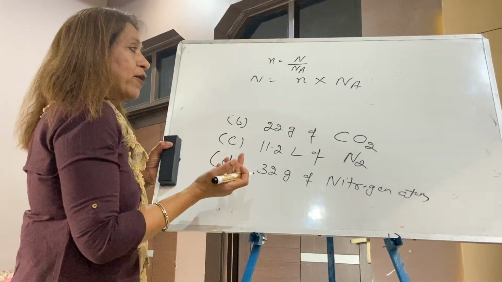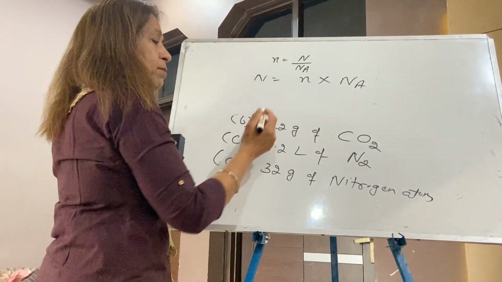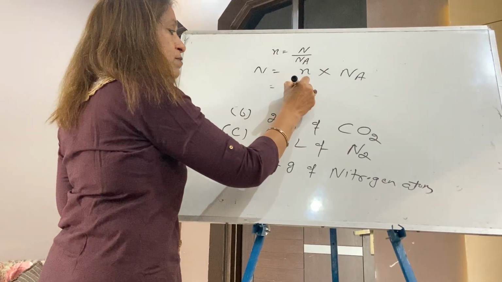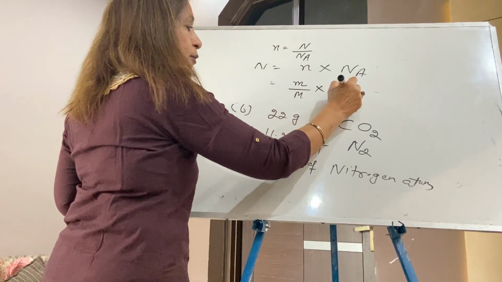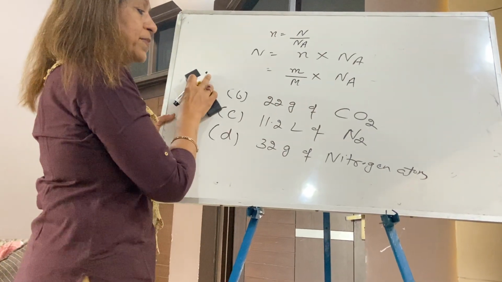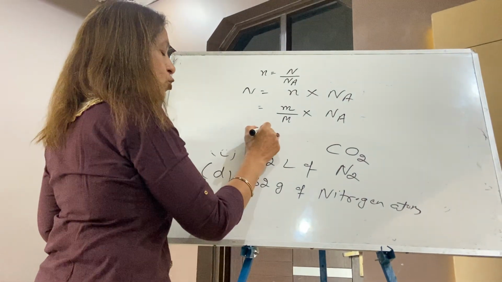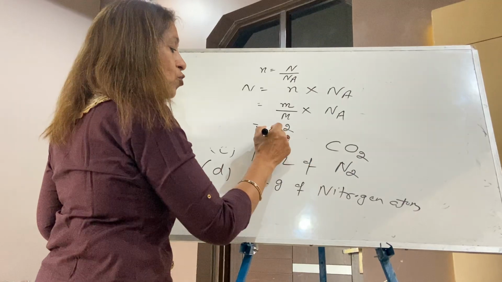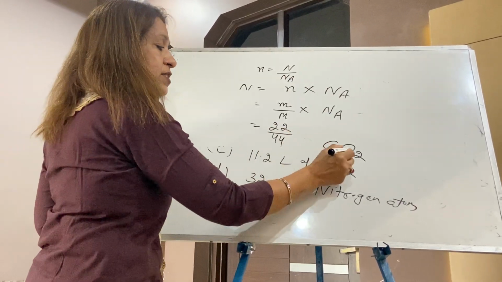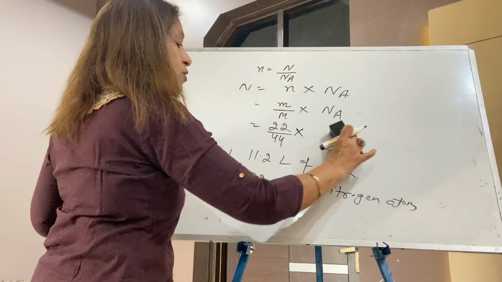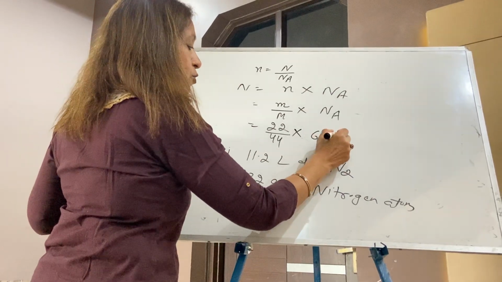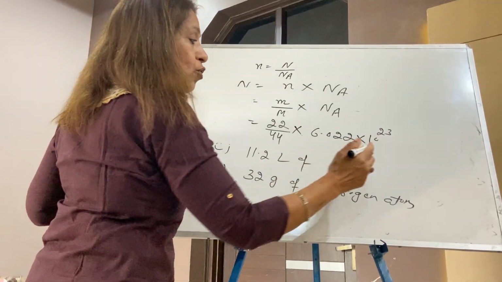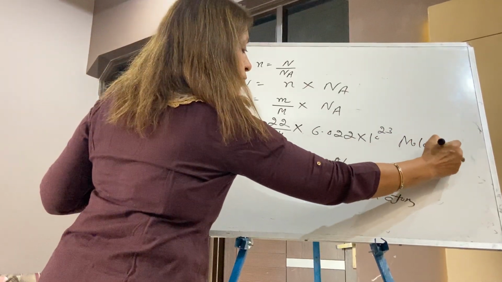n is N by Avogadro's number. N is equal to n into Avogadro's number. Let us start B part. 22 gram. Now you substitute the formula small m by capital M into Avogadro's number. Small m is 22 gram. It is your molecule. Carbon dioxide is a molecule. So it's 44 gram, 12 plus 32, into 6.022 into 10 raised to power 23, because carbon dioxide is a molecule. So this comes your molecules.